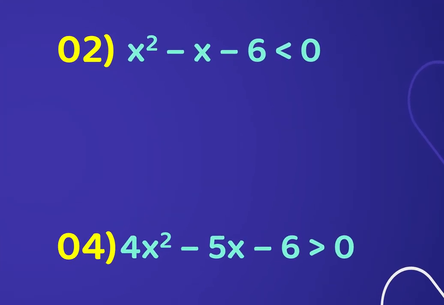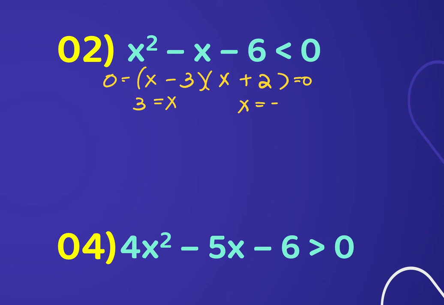It's already equal to 0 again, so I'm just going to factor. Factors of -6 that sum to -1. Good. -3, +2. Split and solve to get my 2 answers. Go to my number line. -2, 3.